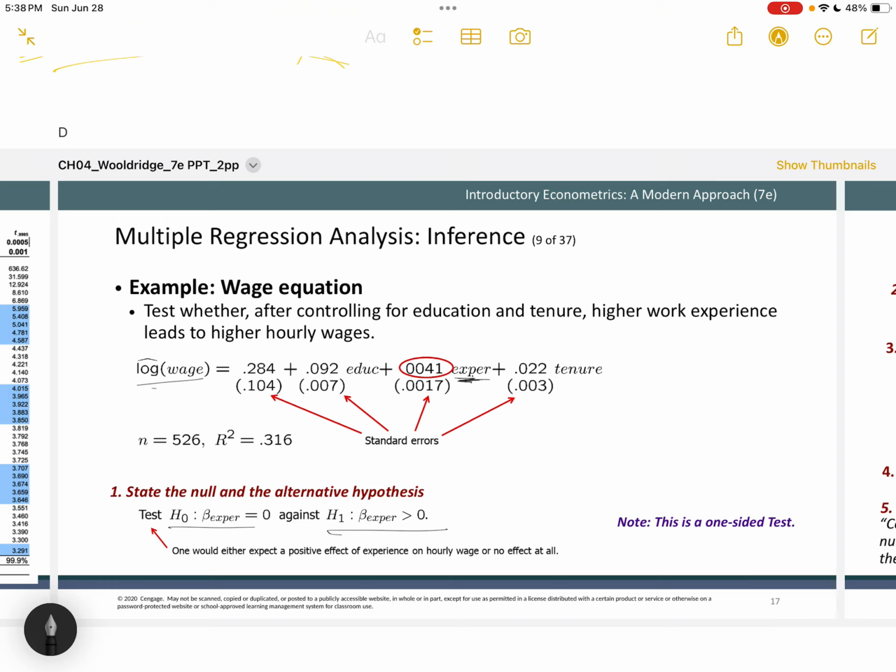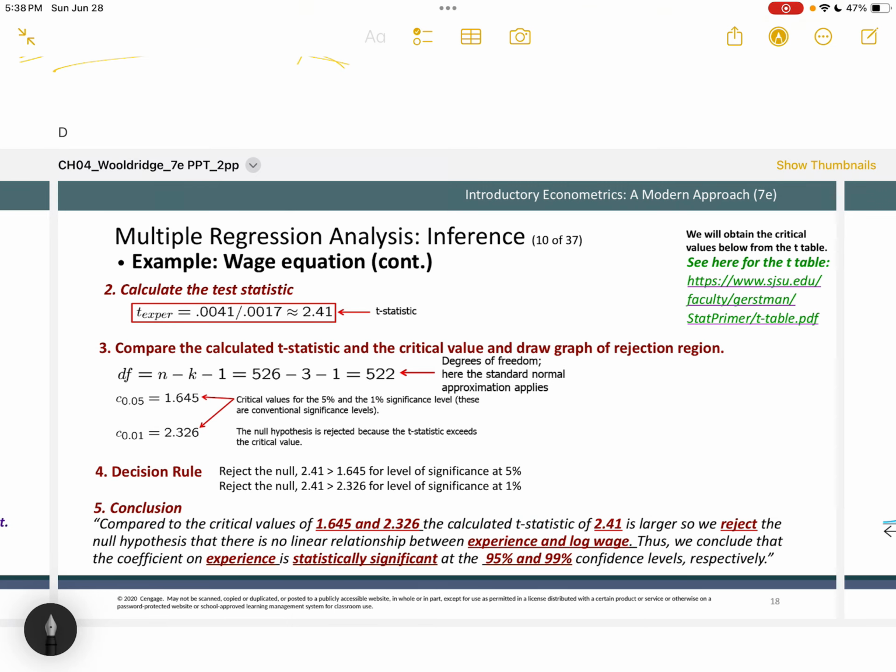We need to calculate the test statistic. Before I move on to the next slide, which values are we using? Well, we are using our beta hat on experience, which is 0.0041. So we take 0.0041, subtract 0, and divide that by the standard error, 0.0017. Our answer is 2.41. That's the test statistic.